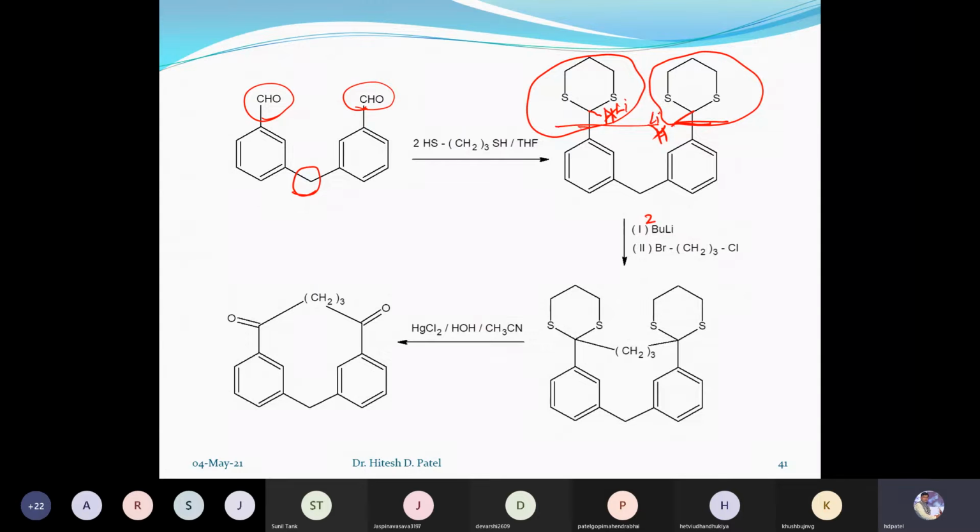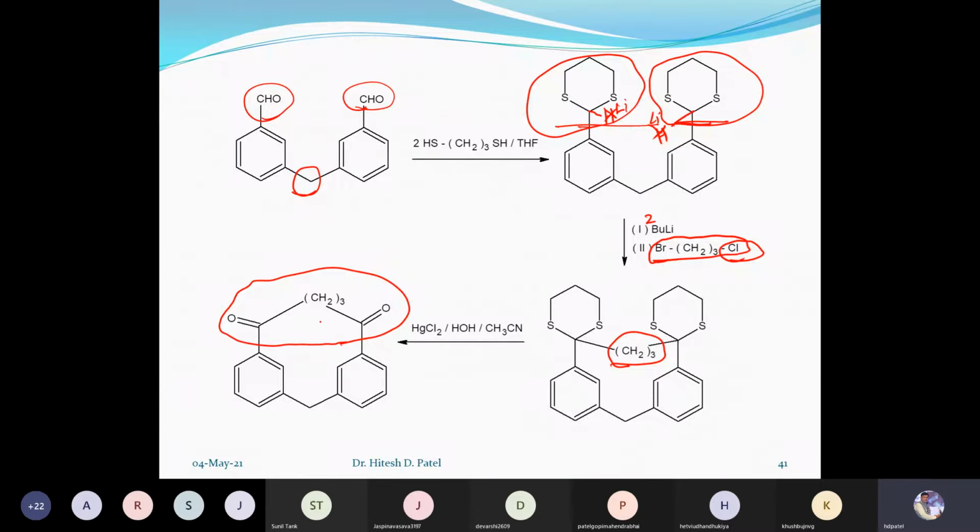Li over here, and then by treatment with the dihalo compound, first the Br is replaced, and then the second halogen, Cl, is replaced. Br is replaced first, then Cl, and as a result we will get this compound. After that, by treatment with HgCl2, water and CH3CN, we will get a cyclic compound, a cyclic ketone. Here you can see the ring is closed, so we have a cyclic ketone.